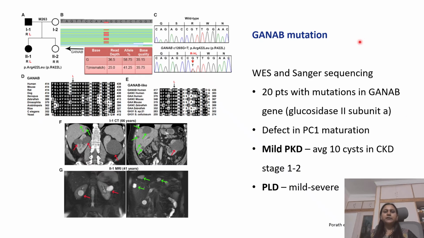GANAB was identified through whole exome and Sanger sequencing in a set of families. The gene encodes the alpha subunit of glucosidase 2 and the defect impairs polycystin 1 maturation. The phenotype is characteristically mild on the kidney side, an average of only around 10 cysts with patients typically in CKD stage 1 to 2, while polycystic liver disease can range from mild to severe. GANAB should be considered when kidney involvement is mild but liver cysts are prominent.